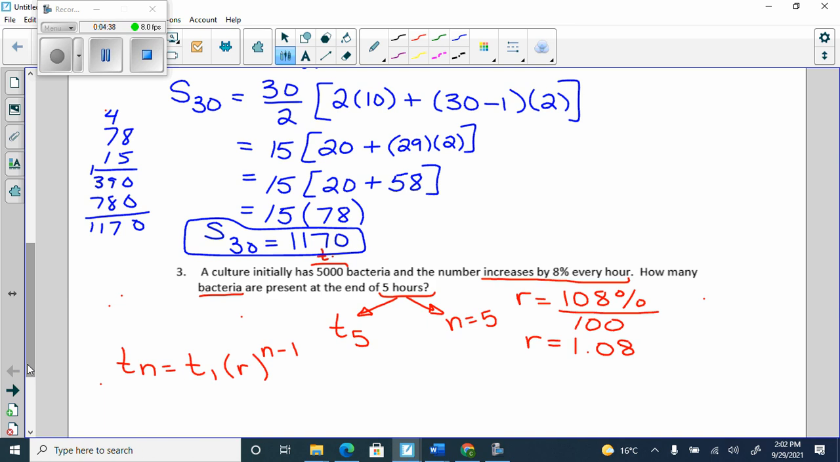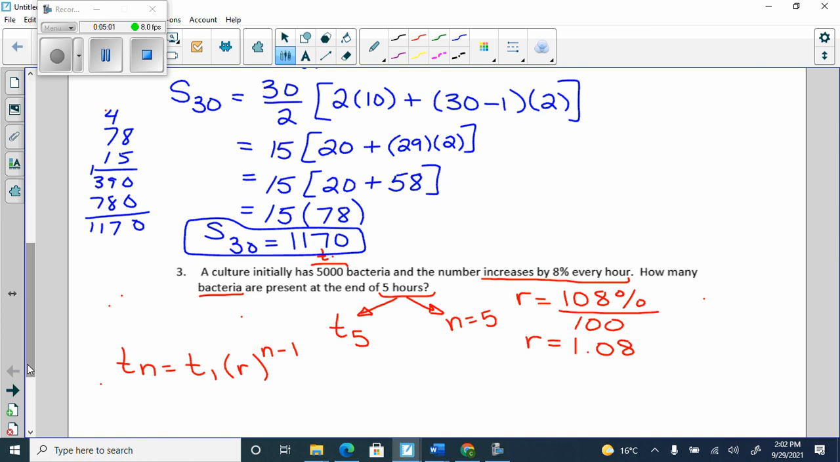And then this one we talked about, a culture initially has 5,000 bacteria, so I gave it T1, and it increased by 8%. Whenever it's a percent, you know it's going to be geometric, right? That's going to help you get your r. It increases by 8%, so that means I'm at 100. I increased by 8, I'm now at 108. And my r has to be in decimal form, so it's 1.08, so divide by 100.